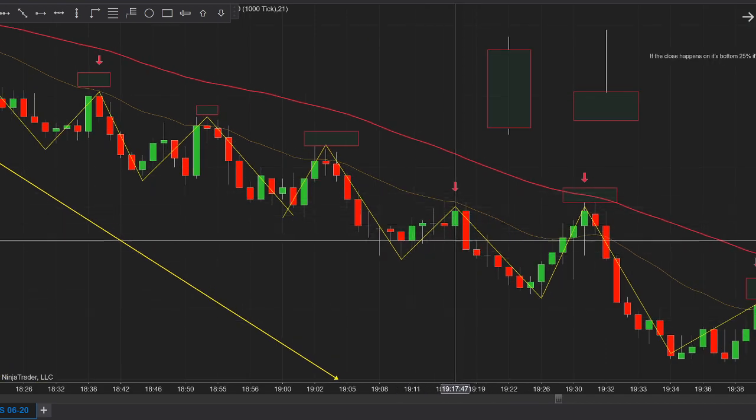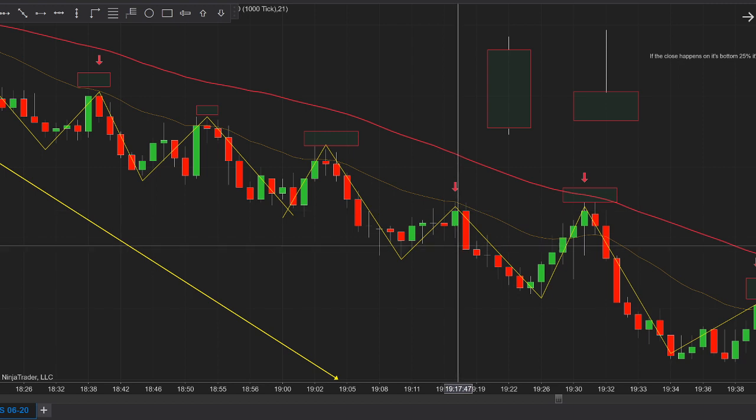What about this one? This one again, you see first it is green, so bad, and then second, it closes on its top 25%. But when I want to sell, I want the candle to close on its bottom 25%. Okay, so again, not a trade I will take.